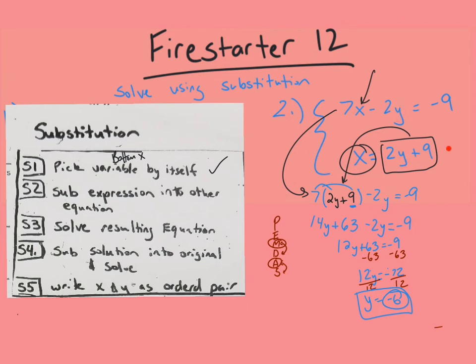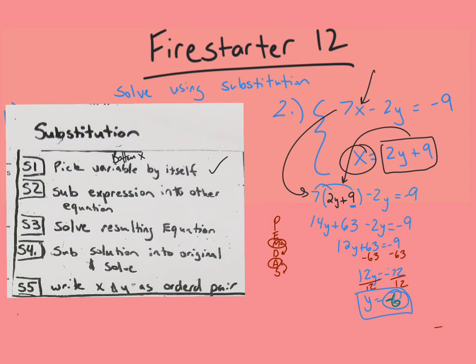I personally always like to use the one I started with, so I kind of bounce back and forth. I started with the bottom one, then I solved it. I got an answer. I started with the bottom, I plugged into the top. Now I'm going to take negative 6 and plug it back into the bottom. But it doesn't matter. You'll get the same answer either way. So this one is completely up to you. I'm going to take negative 6 and plug that in for y over there.